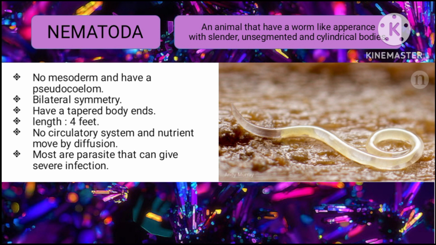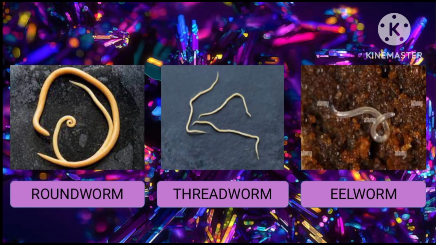In other words, when it divides into two, it will become two essentially identical halves. They have a tapered body end, and they can be as long as 4 feet. They have no circulatory system, and the nutrients that they consume move by diffusion. Most of them are parasites that can cause severe infection to organisms in the water. Examples of nematoda are roundworm, threadworm, and eelworm.